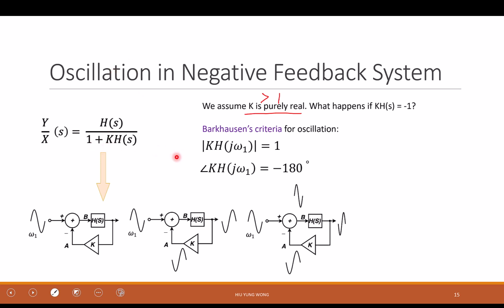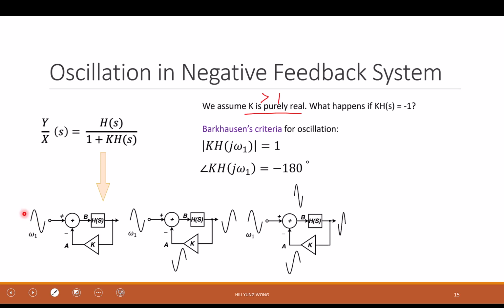When KH equals -1, what does it mean? It means its magnitude equals 1, and the phase angle equals -180. Is that okay? That's it. How do we see it?